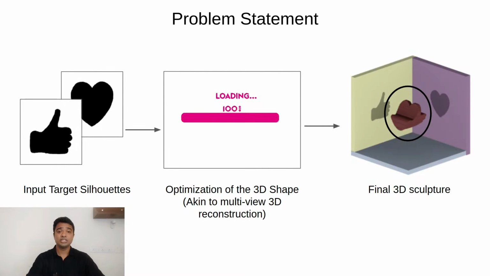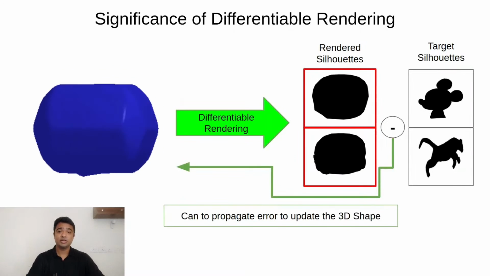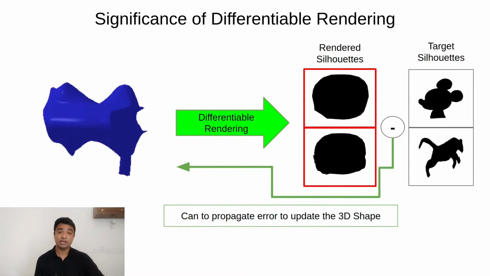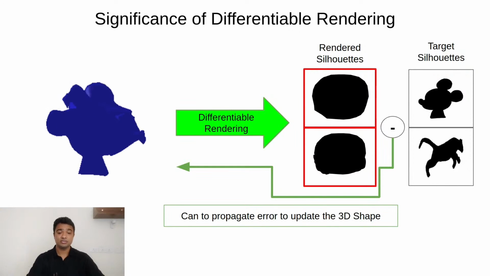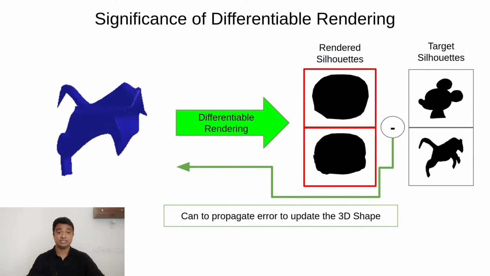So basically, our objective is to find a 3D shape S such that the difference between the rendered and the corresponding target silhouettes for each view is minimum. This is where differentiable rendering plays an important role. Unlike classical rendering, differentiable rendering enables us to propagate errors from image domain back to the parameters of the 3D shape that is being rendered. In other words, it enables us to iteratively update S.